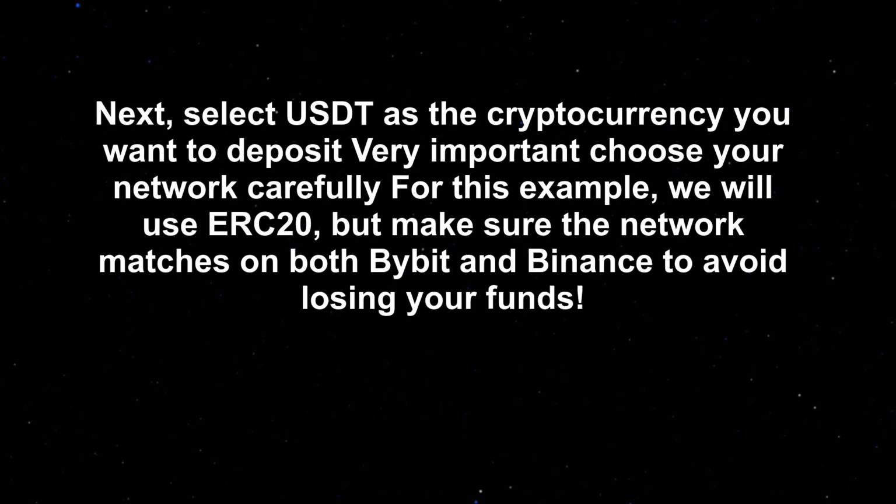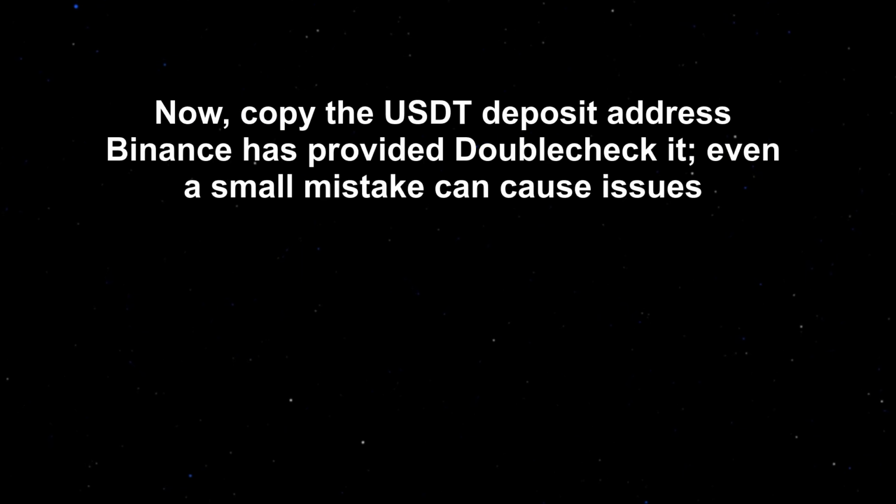Next, select USDT. It's the cryptocurrency you want to deposit. Very important, choose your network carefully. For this example, we will use USDT, but make sure the network matches on both Bybit and Binance to avoid losing your funds. Now, copy the USDT deposit address Binance has provided. Double check it. Even a small mistake can cause issues.